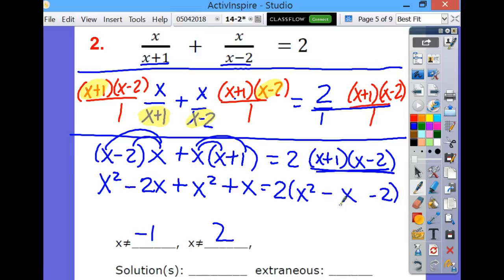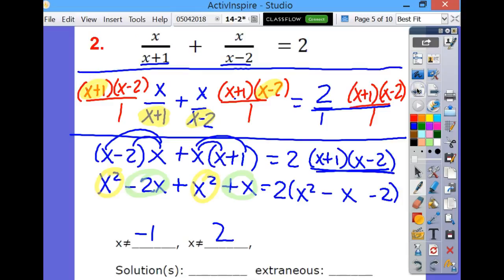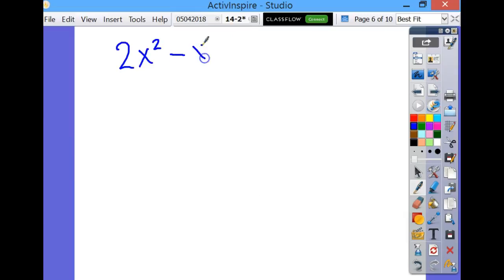Okay, now I have some more like terms that I am going to combine. I'm going to combine this term and this term. And I'm going to combine this one and this one. So what do I get when I combine that? I'm going to have 2x squared, and when you combine those, you get minus x.